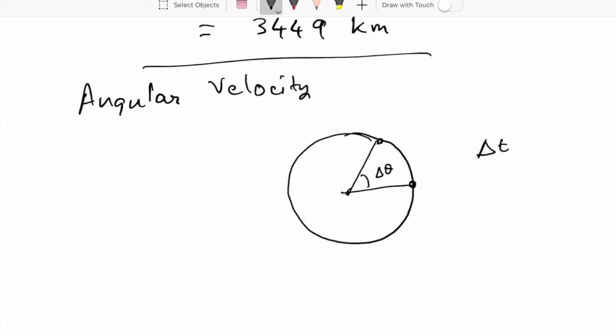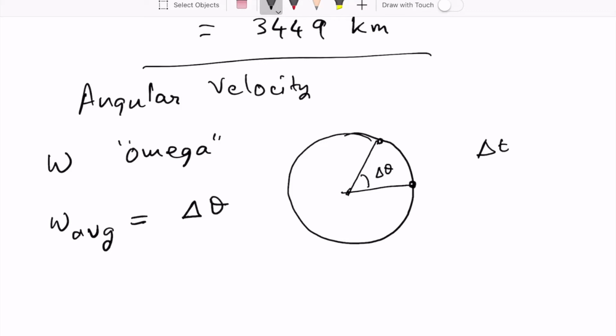So if the object changes its angle at the center by an amount delta theta in time delta t, you can define an average angular velocity, and the symbol for angular velocity is omega. This is the Greek lowercase w. So omega average is defined as delta theta divided by delta t.